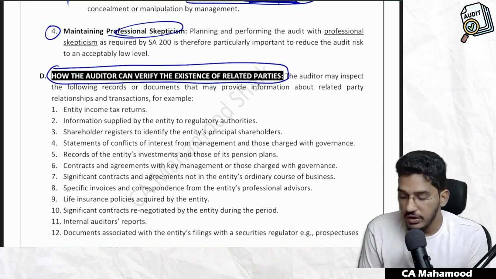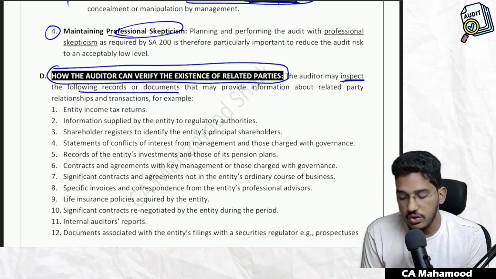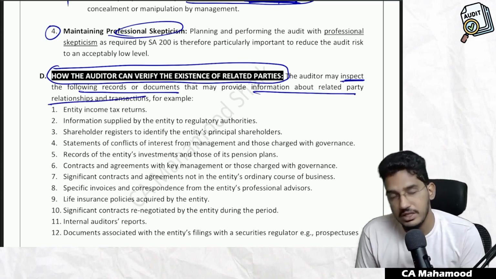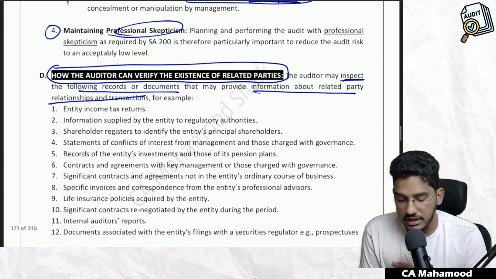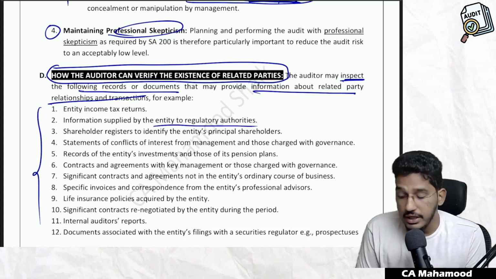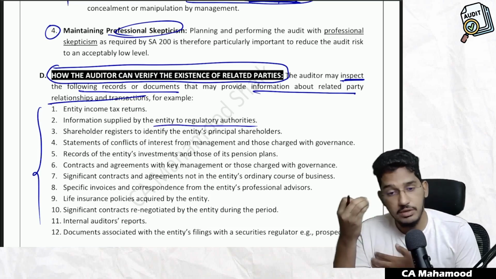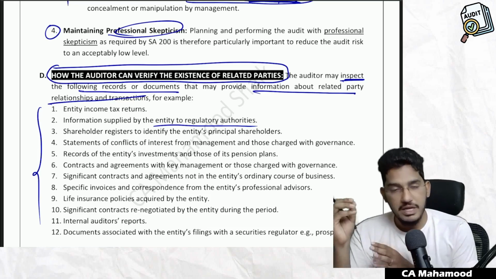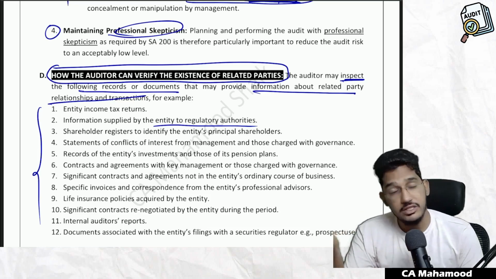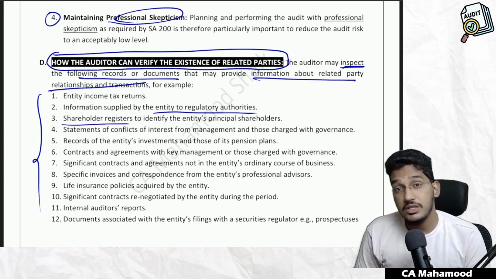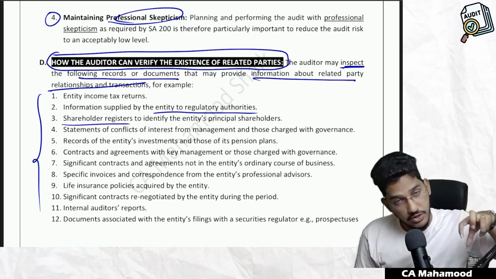If you see here, the auditor may inspect the following records or documents that may provide information about related party relationships and transactions. So if you want to know the existence of related party transactions and relationships, inspect the following documents. Which documents, sir? Go through their income tax returns, or information supplied by the entity to regulatory authorities. For example, if you are conducting the audit of a company, check the information submitted by the company to MCA. By verifying the information submitted to regulatory authorities, you will come to know whether there are related parties. Try to verify the shareholders register, by which you will come to know who is having significant ownership in your client company.